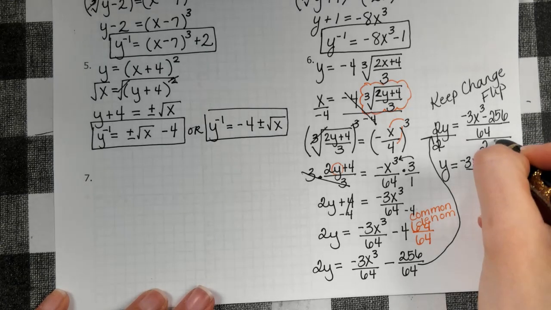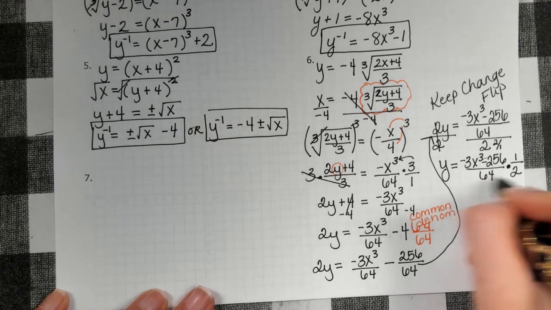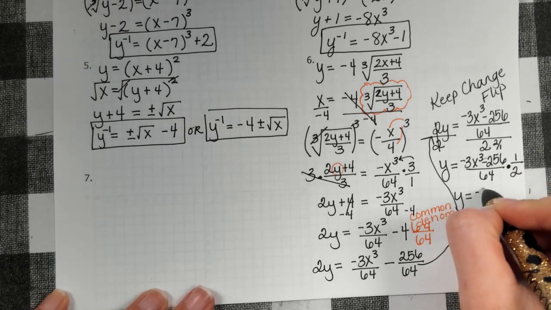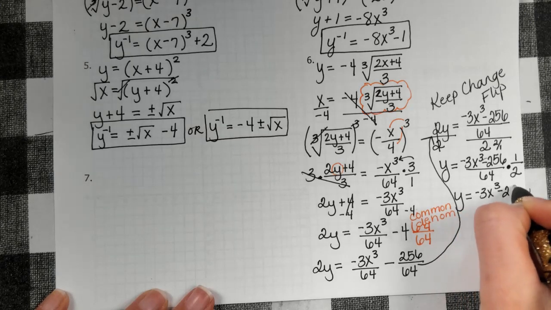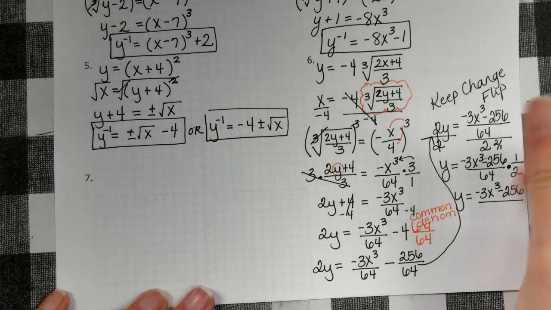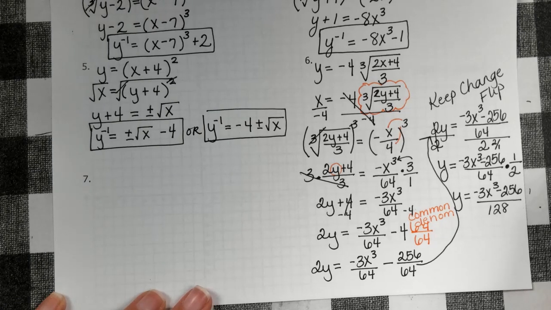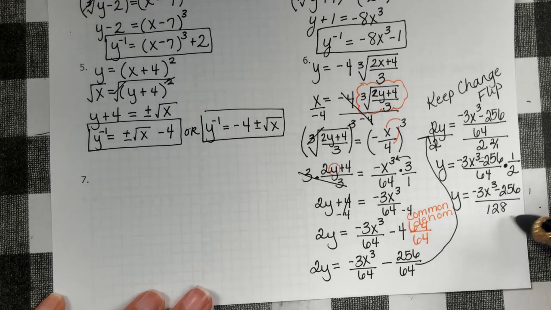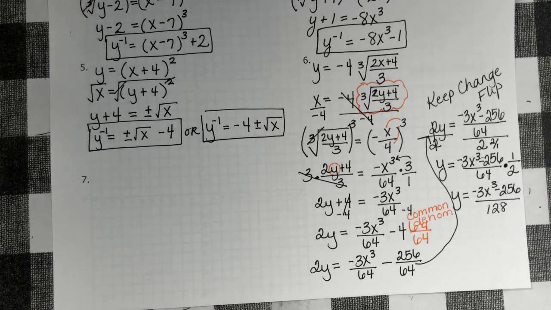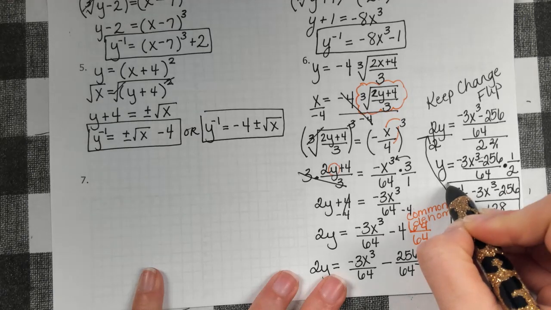Right? Because 2 is just 2 divided by 1. So we can flip that to be 1/2. So now we're just multiplying 64 times 2. So y equals -3x cubed minus 256 divided by 64 times 2, 128. Now I would check, can any of those be divided and simplified? Well, -3 is my smallest number, so can 128 be divided by 3? No. So I'm going to tack on my inverse operation, and that will be my answer.